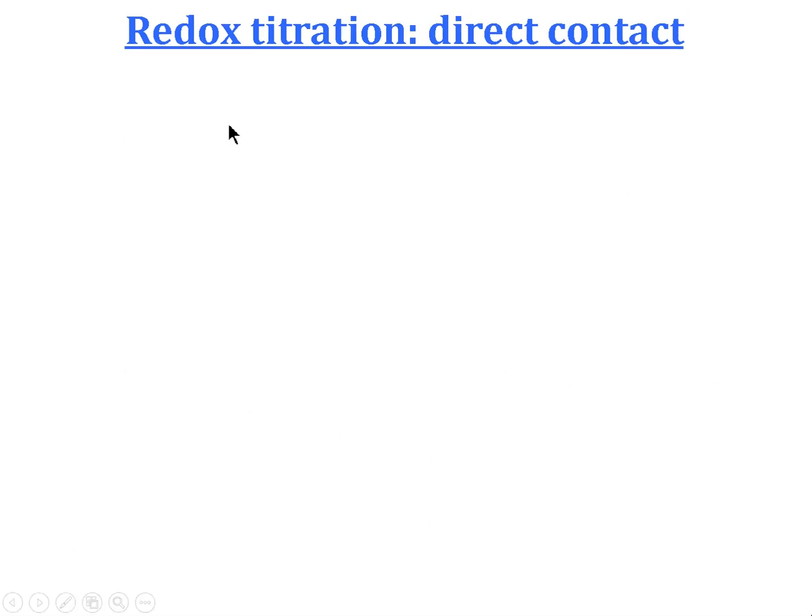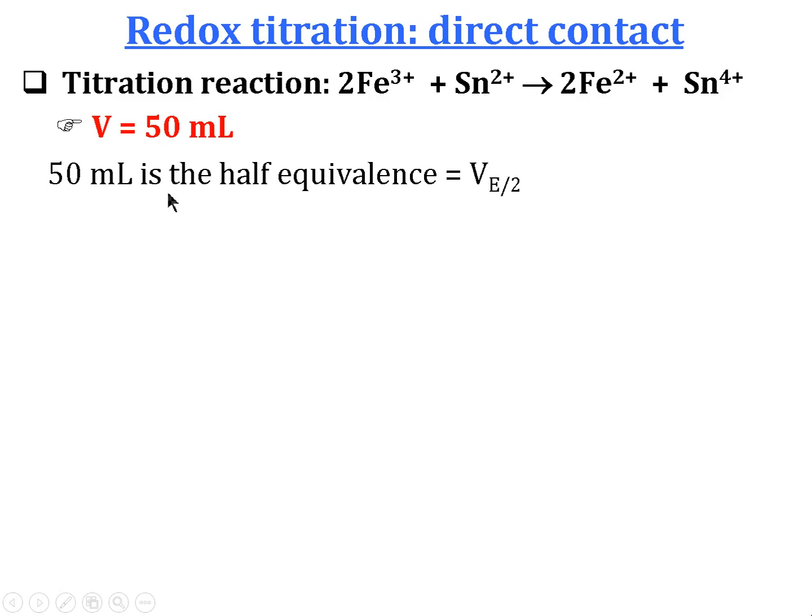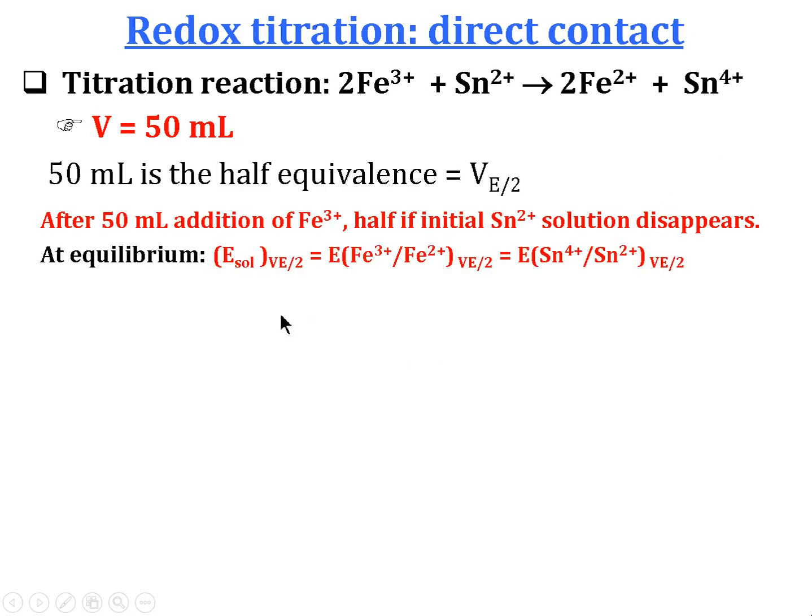Calculate the potential of the solution after the addition of 50 milliliters of Fe3+. The equivalence point is equal to 100 milliliters. So 50 milliliters is the half equivalence point. That means the added 50 ml of Fe3+ will disappear completely and will transform half of the initial Sn2+ to Sn4+.